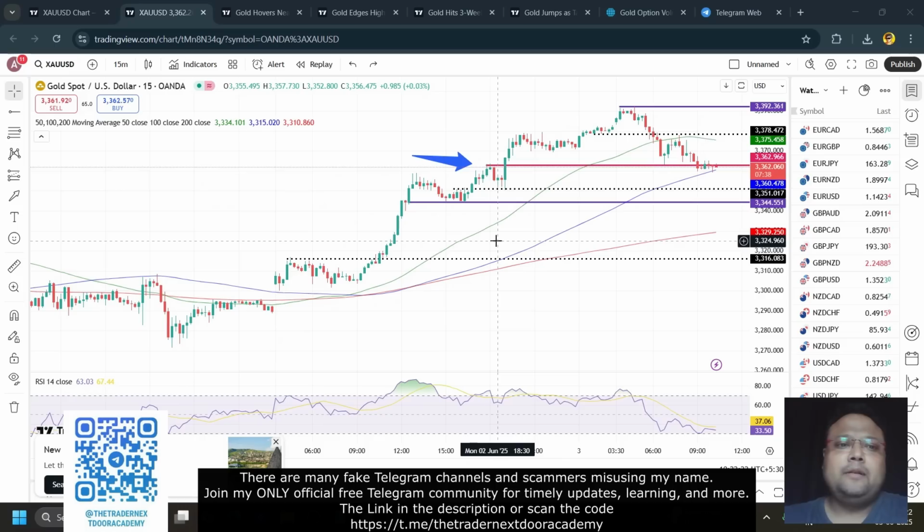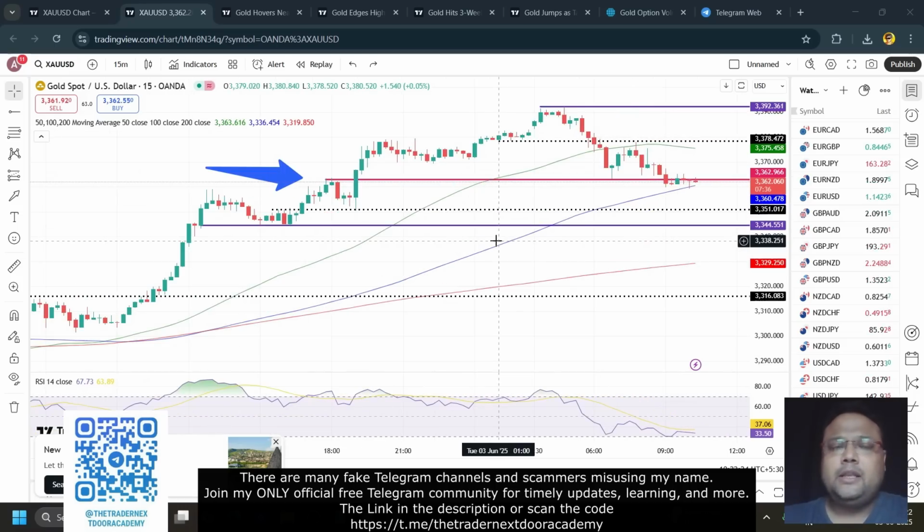And keep in touch with the news, because any news will have a straight impact on the market. And obviously, you will see the size of the candle also.